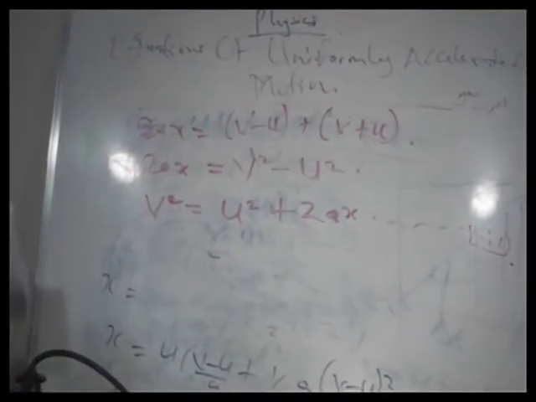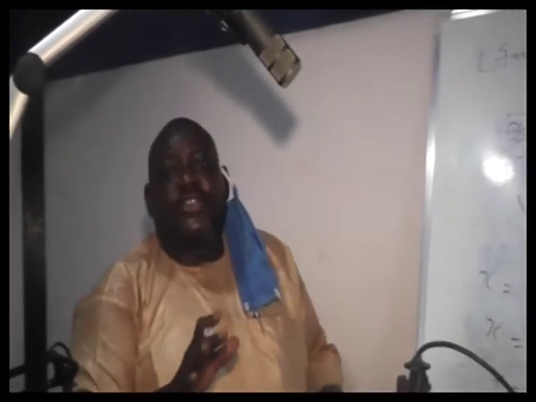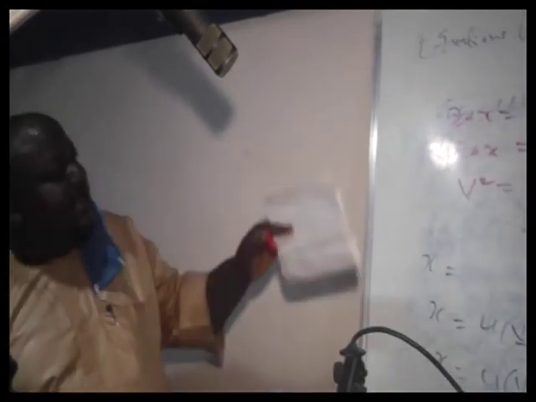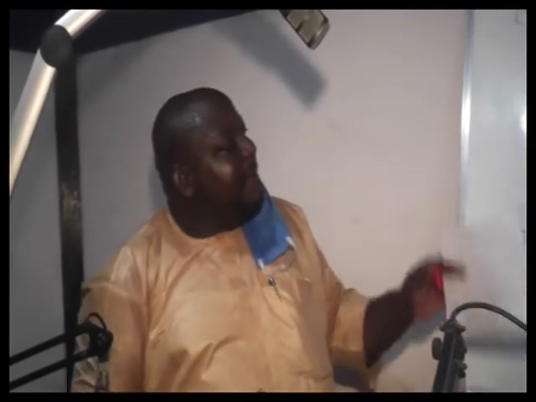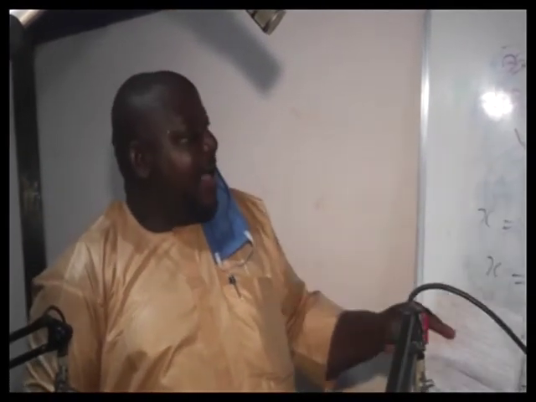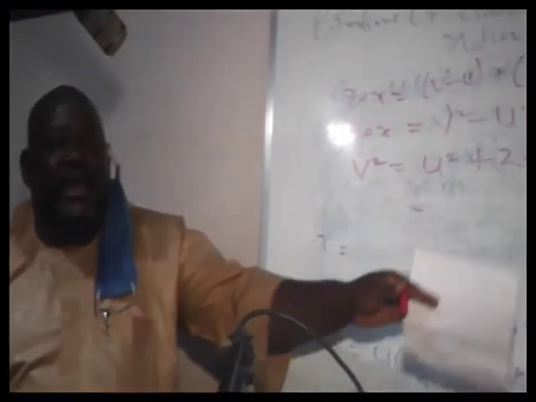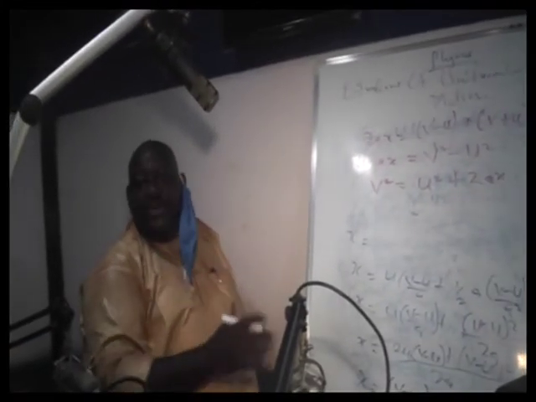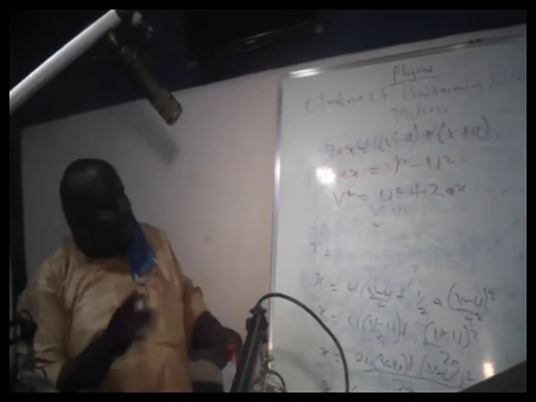So we end up deriving the three equations of motion here. The first one is v, which is the final velocity, equals u plus at. Then the second one, s, which is the displacement, equals ut plus a half at squared. And the third one is v squared equals u squared plus 2as. This is how we derive the three equations of motion based on the concept of acceleration and average velocity.